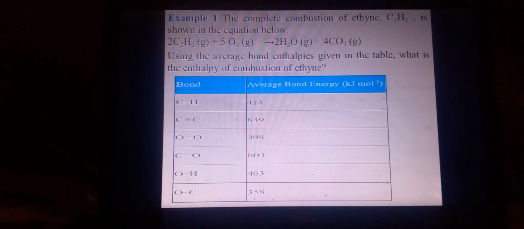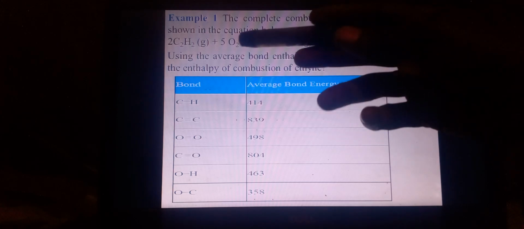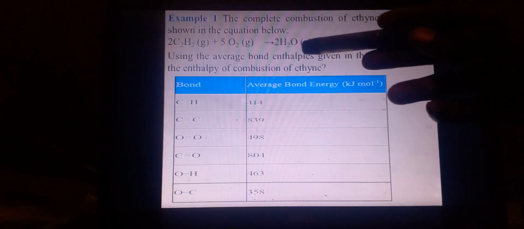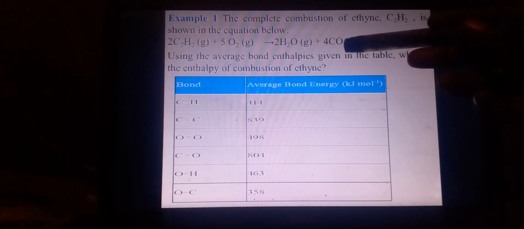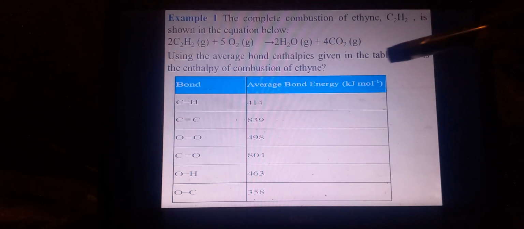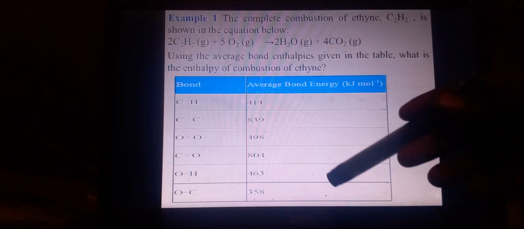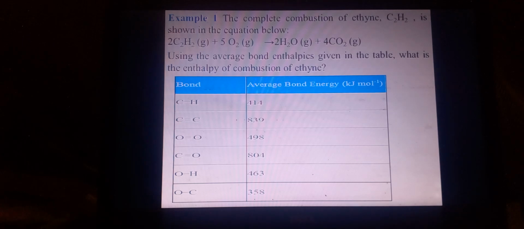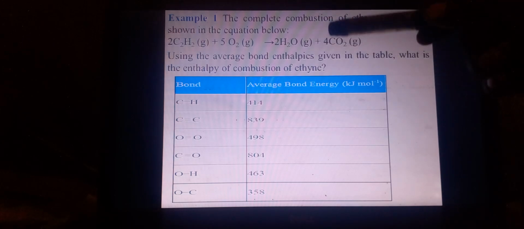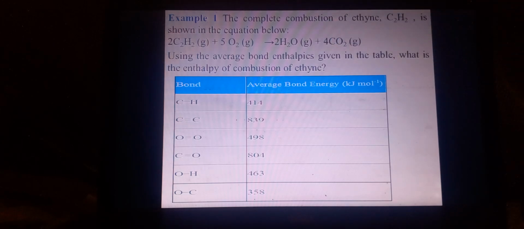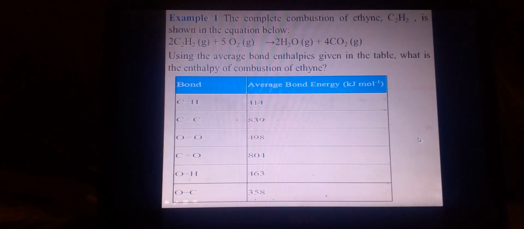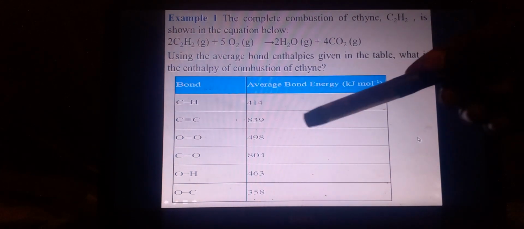Example 1 demonstrates the combustion of ethane. So we have 2 moles of ethane which burns in air to form 2 moles of water in the form of a gas plus 4 moles of carbon dioxide. We are going to use various bond energies to see how we can determine the enthalpy of reaction for combustion of ethane. This table is showing the bond energies.